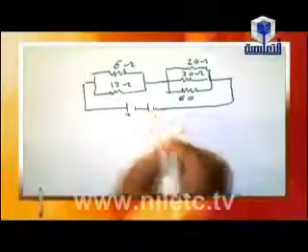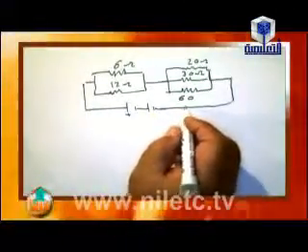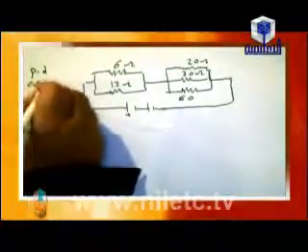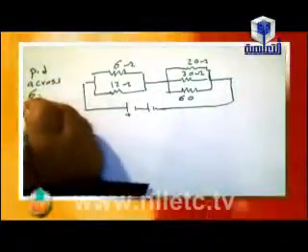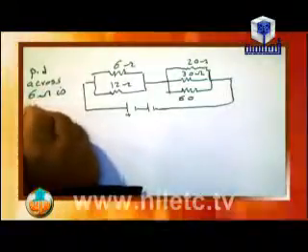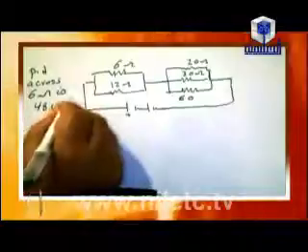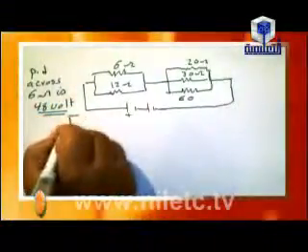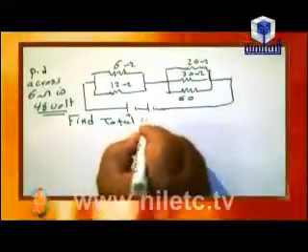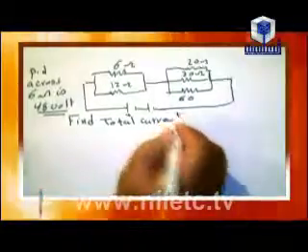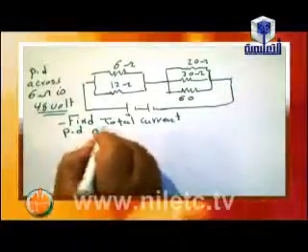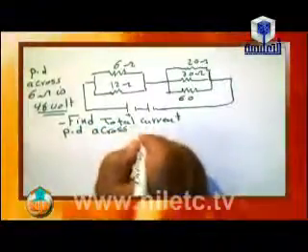The given is that the potential difference across the 6 ohm is 48 volt. Find the total current and the potential difference across the 20 ohm.